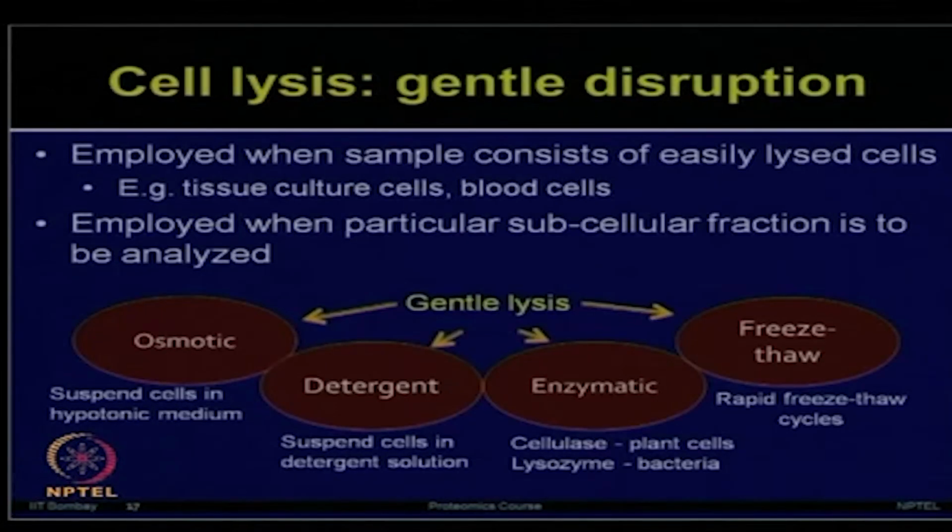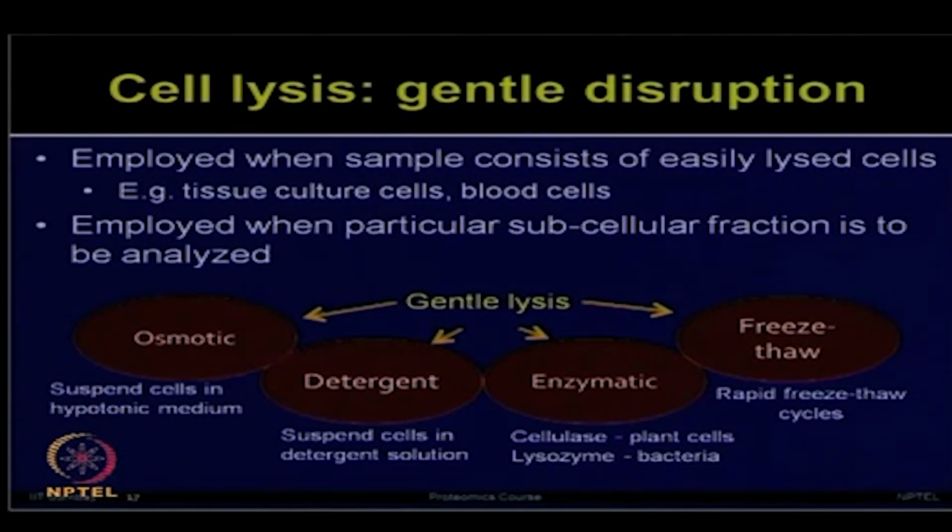So, cell lysis can be performed in a gentle way or in harsh conditions, depending upon the type of cells you want to disrupt. When you are employing a gentle disruption method, you need to think that you have to break open all the cellular components. So, your gentle disruption should be efficient enough to disrupt the cell. If you are looking at those cell types which can be easily lysed, such as blood cells or culture cells, then you can use gentle disruption methods.